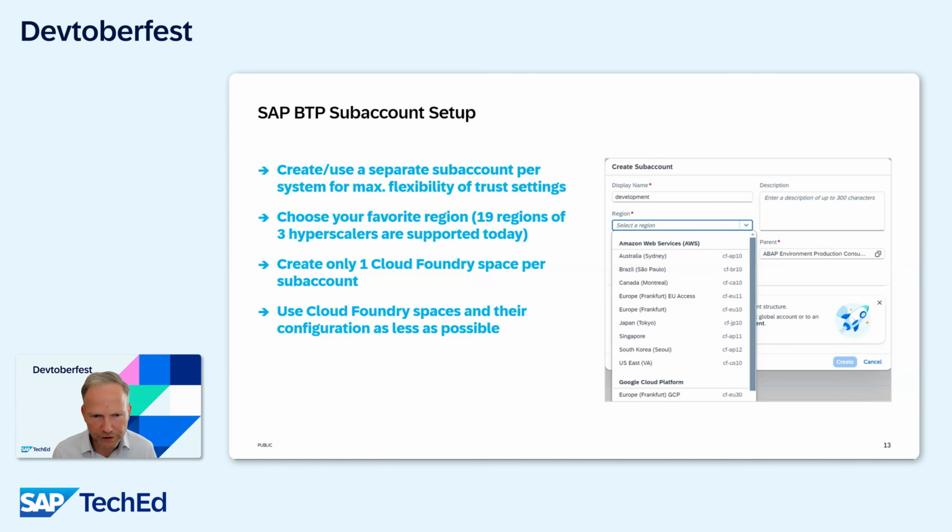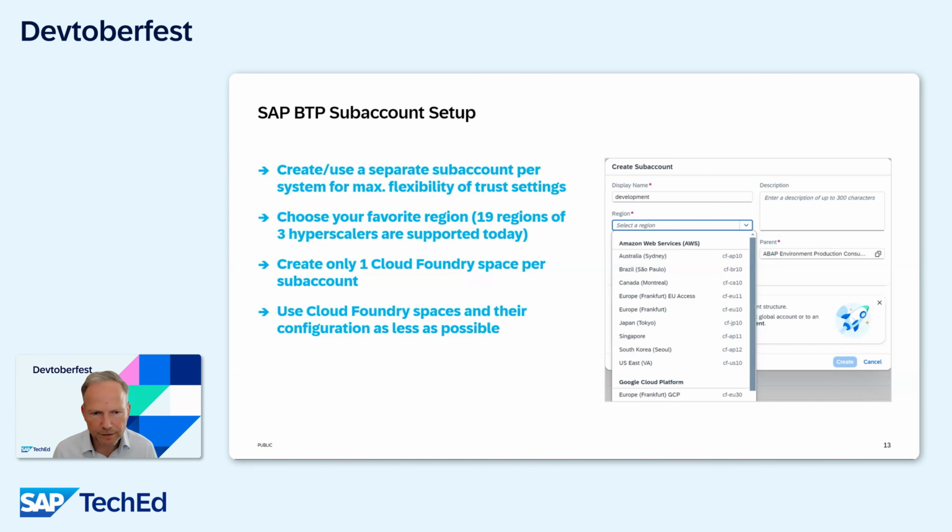Furthermore, you also need to choose the appropriate region if you create a sub-account, and in this region later on the Steampunk system will be provisioned. So today we are supporting 19 different regions of 3 hyperscalers, so AWS, Azure, and Google Cloud. And this selection is done during the creation of a sub-account.